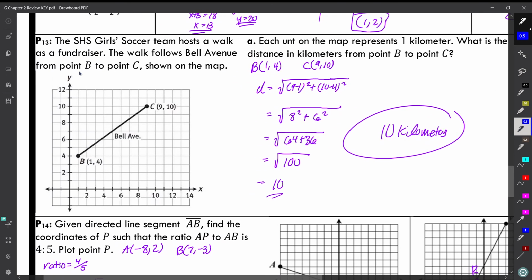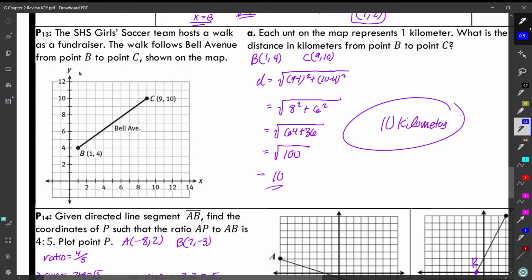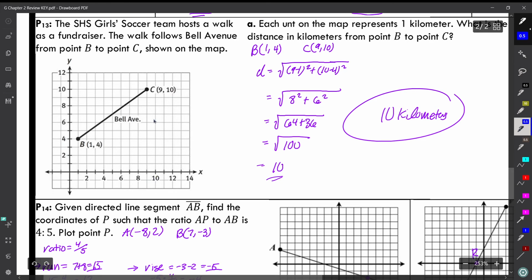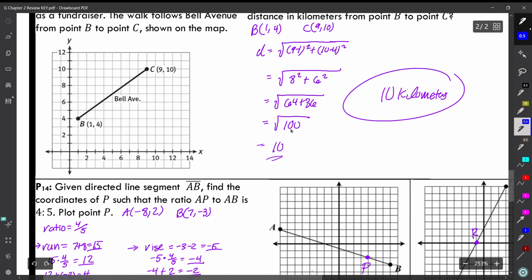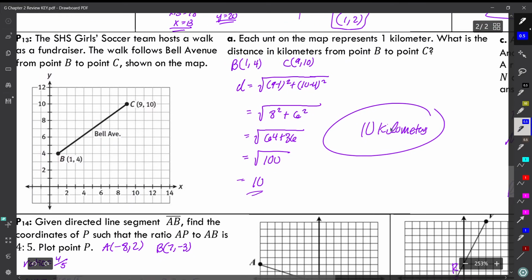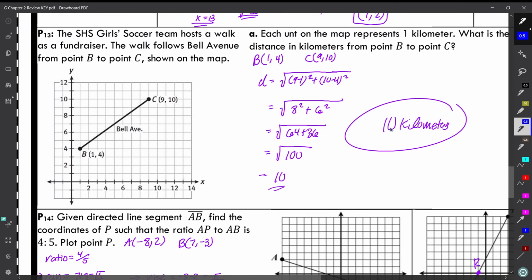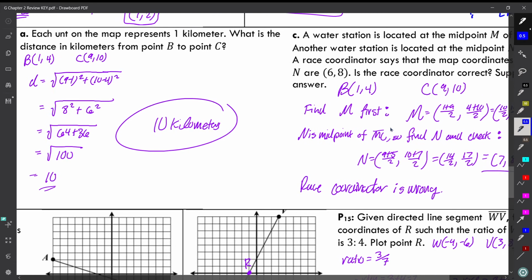Plug into the distance formula using those points. 9 minus 1 are my x-coordinates of the 2 points, so 9 minus 1 squared plus 10 minus 4 squared. So that's 8 squared plus 6 squared. That's 64 plus 36, which gives me 100, and I know the square root of 100 is 10. So the distance of this portion of the walk along Bell Avenue is 10 kilometers.